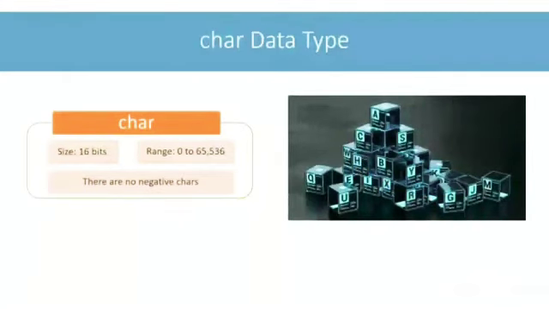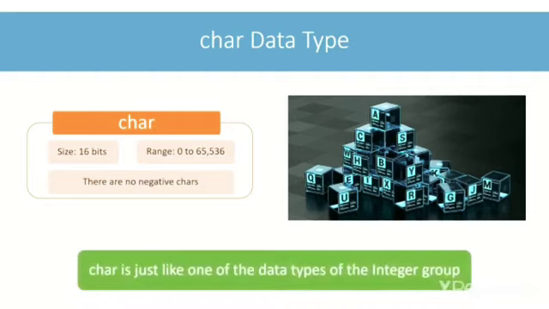Character group has only one primitive data type char, which is used to store a single character. The size of char is 16 bits and it has a range of 0 to 65,536. There are no negative chars. One thing to note about char is that char is just like one of the data types of the integer group. In fact, in the formal Java language specification, char is referred to as an integral type.